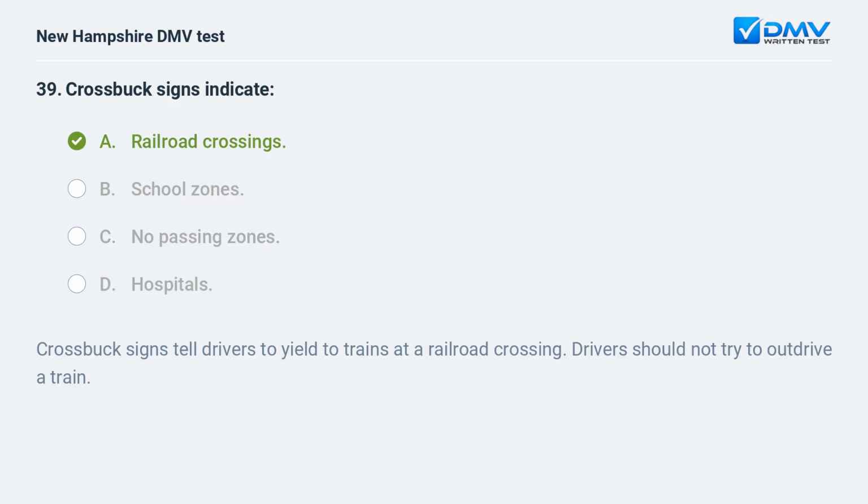A. Railroad crossings. Crossbuck signs tell drivers to yield to trains at a railroad crossing. Drivers should not try to outdrive a train.